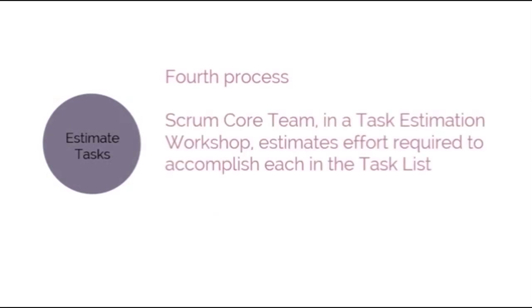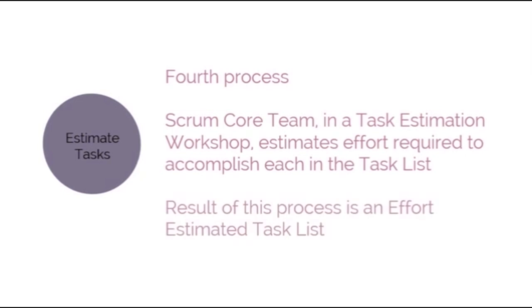Estimate tasks is the fourth process. During this process, the Scrum Core Team, in a task estimation workshop, estimates the effort required to accomplish each item in the task list. The result of this process is an effort estimated task list.